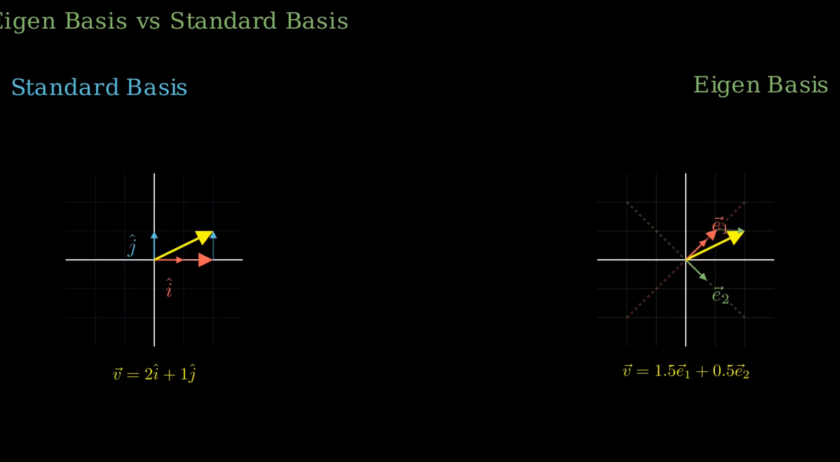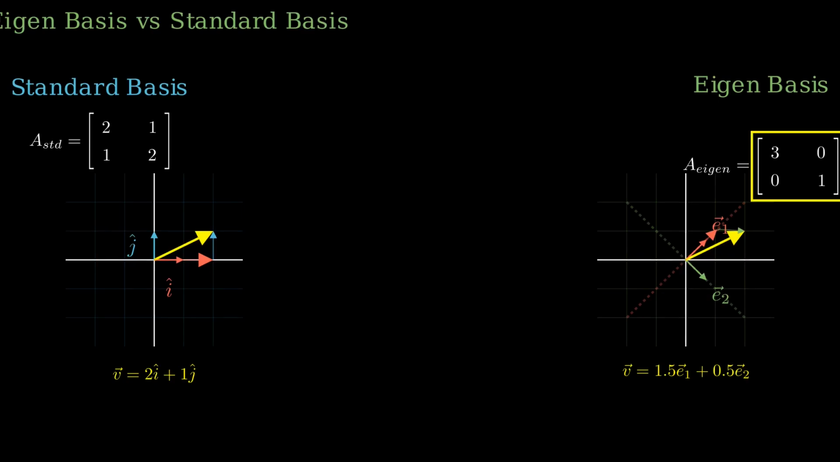Here's where it gets really interesting. Let's see what happens when we apply our transformation in both coordinate systems. In the standard basis, our transformation matrix looks complicated, with off-diagonal entries. But in the eigenbasis, the matrix becomes diagonal. The diagonal entries are simply the eigenvalues. This diagonal form is the key difference. In the eigenbasis, the transformation is just scaling along each axis. No mixing between coordinates. No rotation. Just pure scaling.